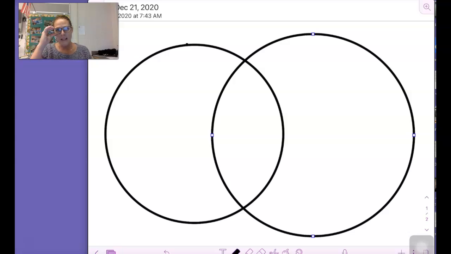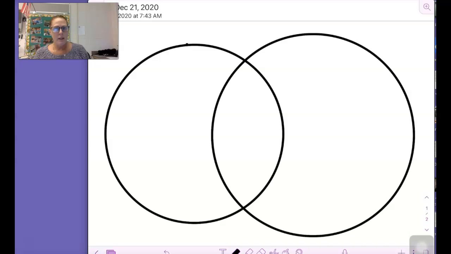So here's a Venn diagram that I drew. Sometimes you can draw your own or you can use the PDF that I provided for you. Sometimes it's hard to make our own Venn diagram because then our spaces aren't large enough to write in, but you can do it whichever way you prefer.